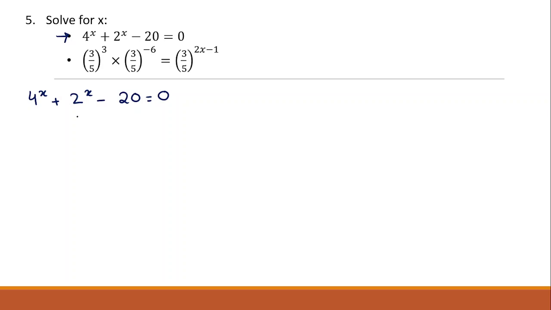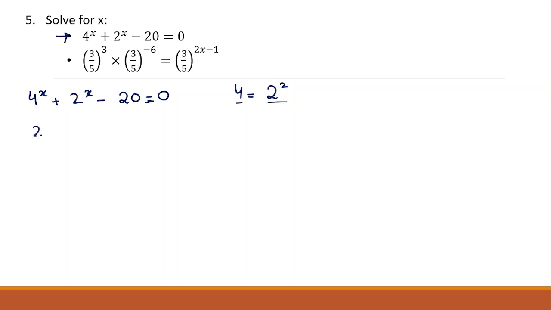Okay, thank you. So 4 to the power x plus 2 to the power x minus 20 equals to 0. So first of all, if you see 4 to the power x, now 4 is basically 2 to the power square, right? So I can replace 4 with 2 to the power square, okay?